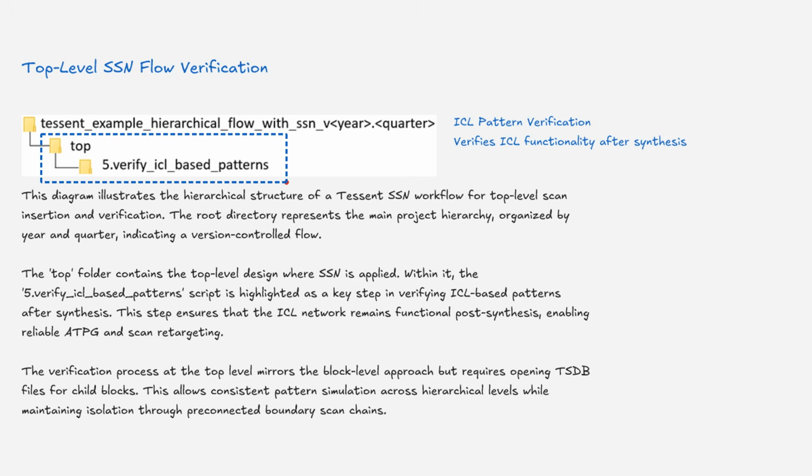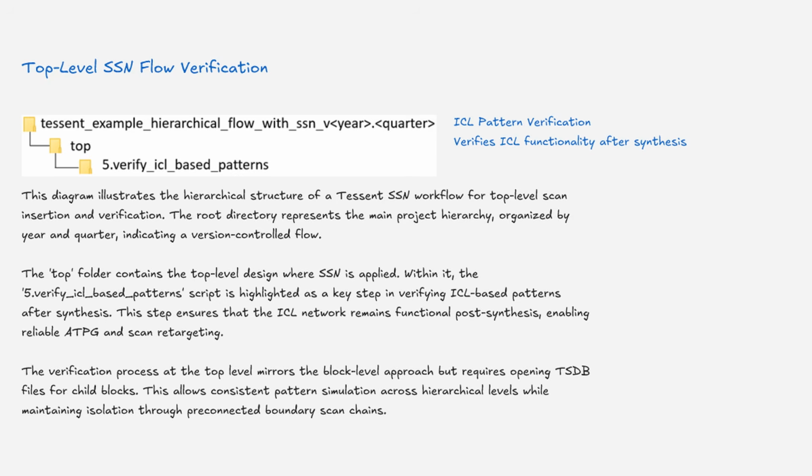This diagram illustrates the hierarchical structure of a Tessent SSN workflow for top-level scan insertion and verification. The root directory represents the main project hierarchy, organized by year and quarter, indicating a version-controlled flow. The top folder contains the top-level design where SSN is applied.